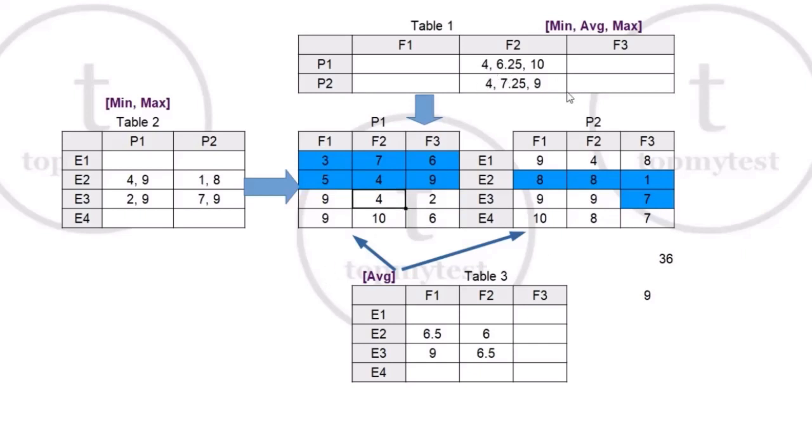Minimum should be 4, maximum should be 10, average should be 6.25. 6.25 into 4 is 25, so this should add up to 25. 7 plus 4 is 11, 11 plus 4 is 15, 15 plus 10 is 25. This also matches. Everything is in range, right? I have solved everything, pretty much solved the entire set. Let's mark the answers and finish this off.